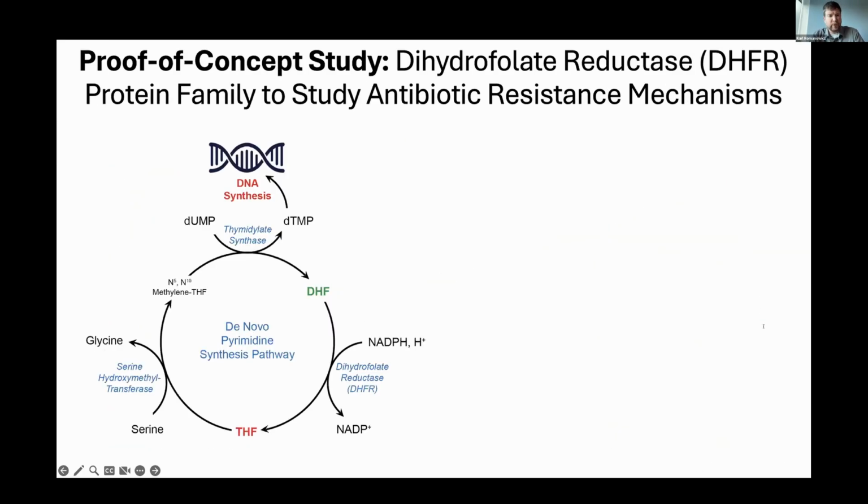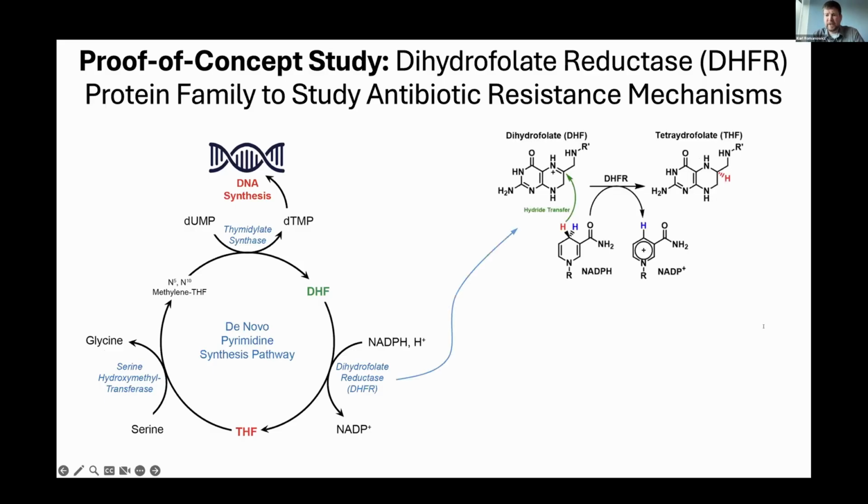That brings me to our proof of concept study. This is where we applied our dropsynth approach to decode antibiotic resistance mechanisms within the dihydrofolate reductase, or DHFR, protein family, a classic target of antifolate drugs. DHFR is an essential enzyme in the pyrimidine biosynthesis pathway, catalyzes the reduction of dihydrofolate to tetrahydrofolate, and uses NADPH as a cofactor. It's also a key antibiotic target because it's inhibited by trimethoprim. This is a synthetic antifolate that blocks the NADPH binding pocket, and in turn it disrupts DNA synthesis.